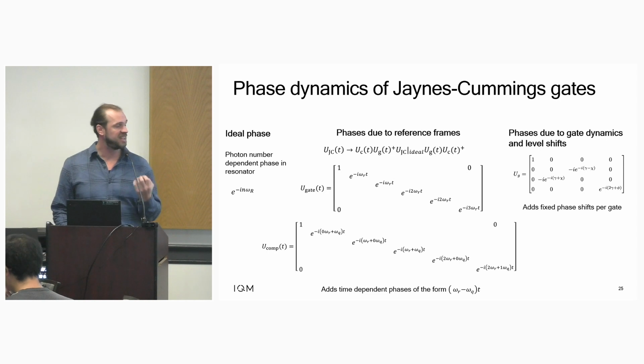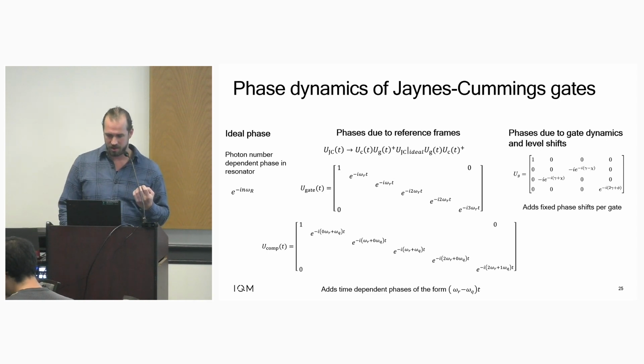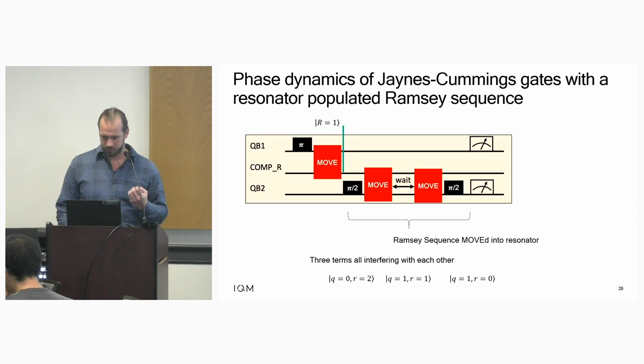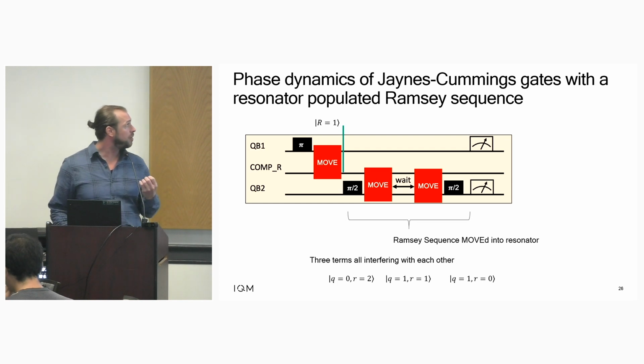And then the last type of phase shift we need to be aware of are phases that are just due to the dynamics and level shifts of our gate. So to show how this works, we perform this experiment, which has two parts. In the first part, we just simply load an excitation in the resonator. Then in the second part, we perform what would be a Ramsey sequence if the resonator is empty.